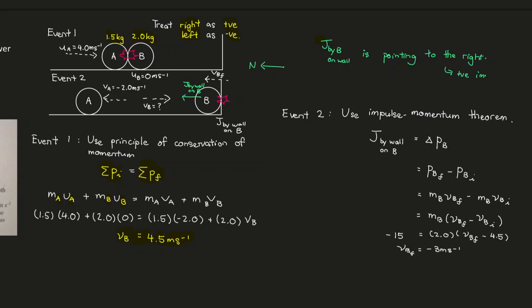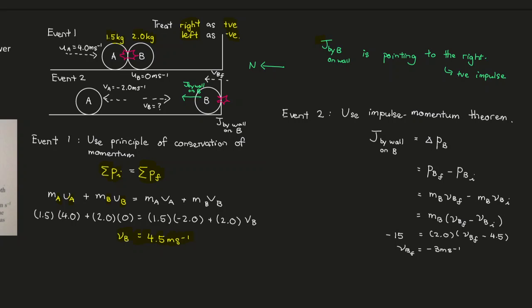So you have to be careful with the impulse momentum theorem. It states that the impulse experienced by an object equals the change in momentum of the object. That's why you see it's on B, not by B. On B means B experienced this impulse exerted by the wall. B received the impulse, and because it received the impulse, it undergoes a change of momentum, which we can calculate using this part here.